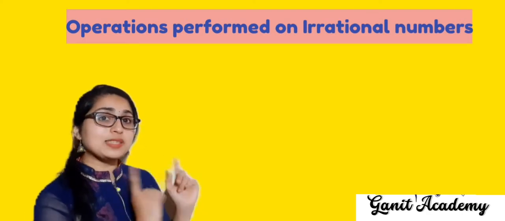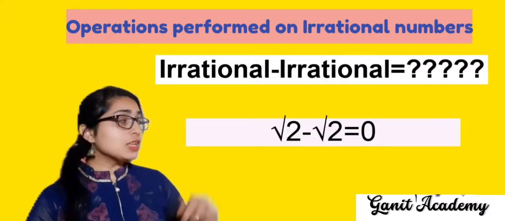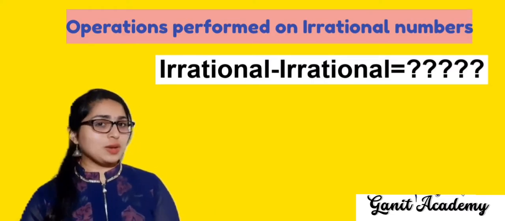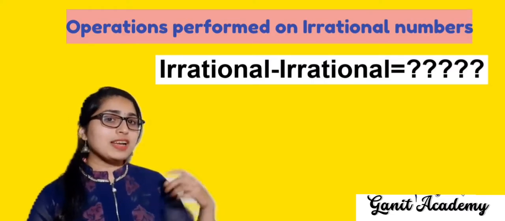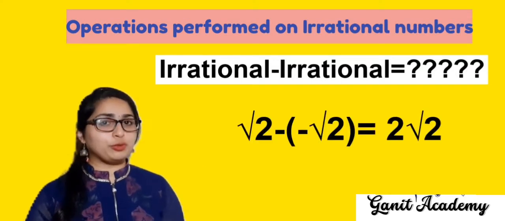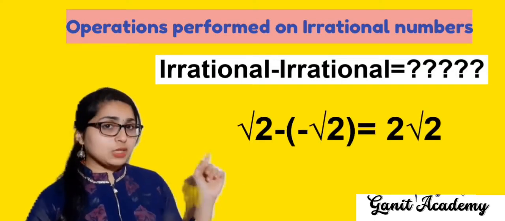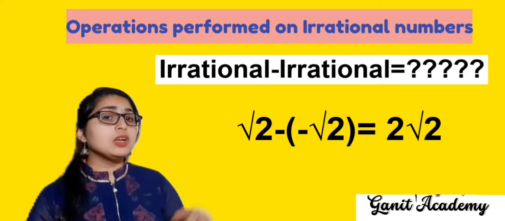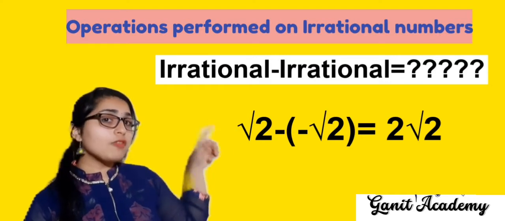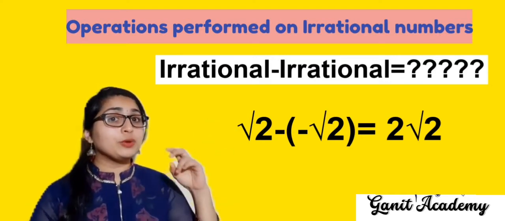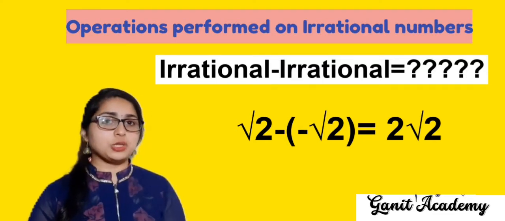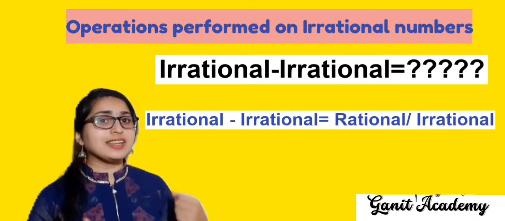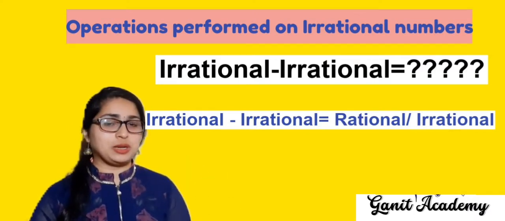Now we will try to subtract two irrational numbers. Square root of 2 minus square root of 2 gives you 0. 0 is a rational number. Now if I subtract minus square root of 2 from square root of 2, where minus square root of 2 is irrational and square root of 2 is irrational, then square root of 2 minus of minus square root of 2 will give you 2 square root of 2, which is an irrational number. So if you subtract two irrational numbers, the result can be a rational or irrational number.